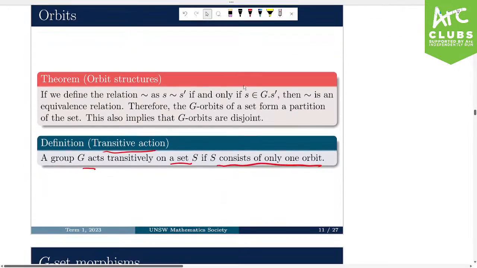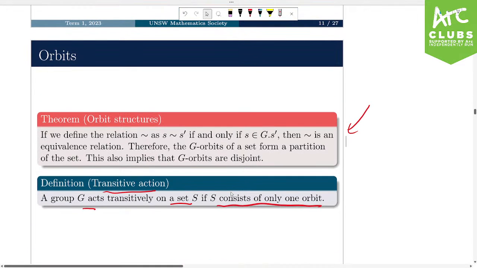Okay, so here's another theorem on orbit structures. What this theorem says is that the G-orbits form a partition of a set. This implies that the G-orbits are all disjoint. And the equivalence relation here is that two elements are equivalent if and only if one is in the orbit of the other.